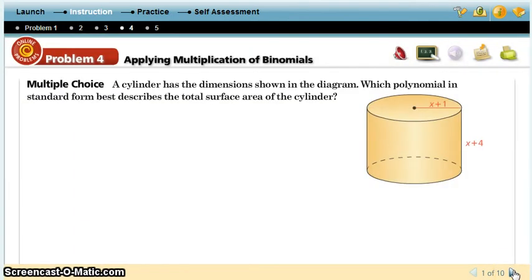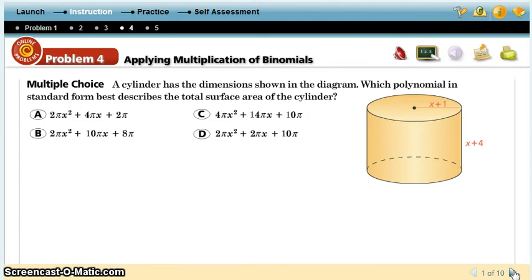In this problem, you will apply the multiplication of binomials. A cylinder has the dimensions shown in the diagram. Which polynomial in standard form best describes the total surface area of the cylinder? Your choices are 4 trinomials.